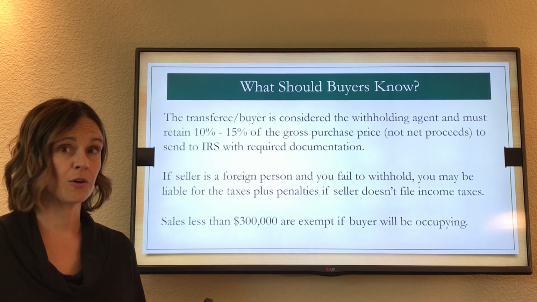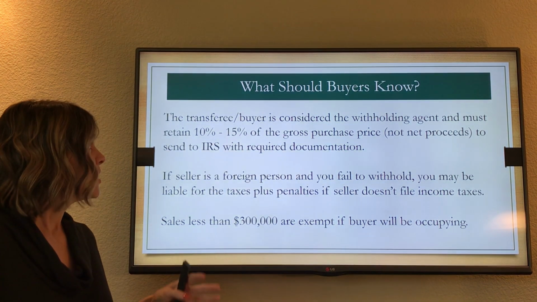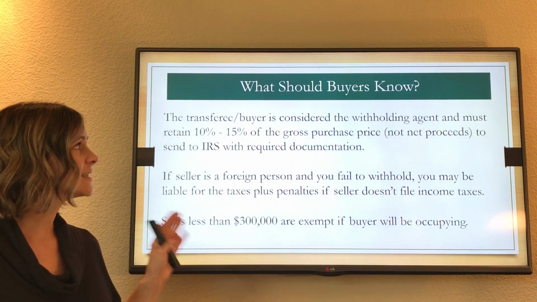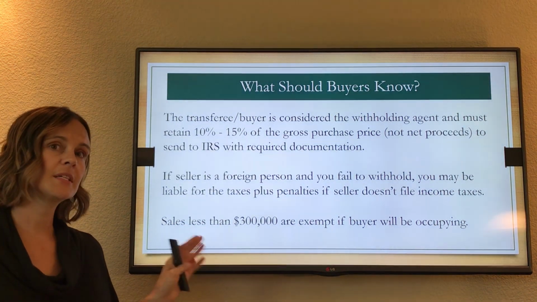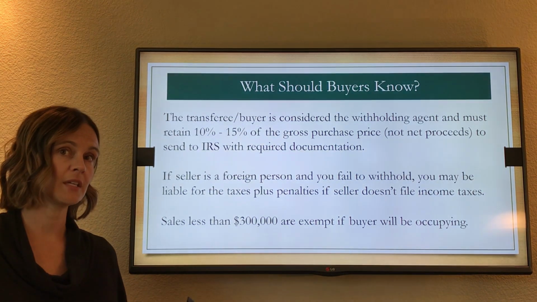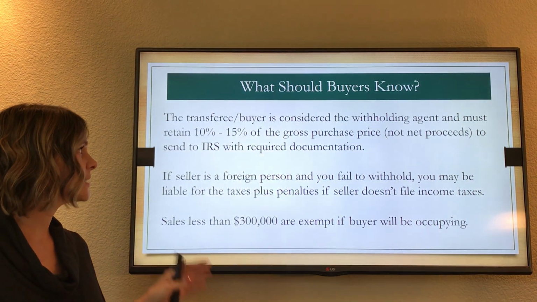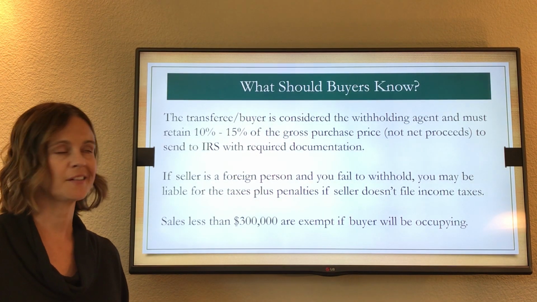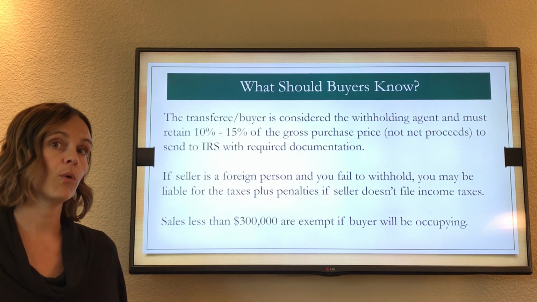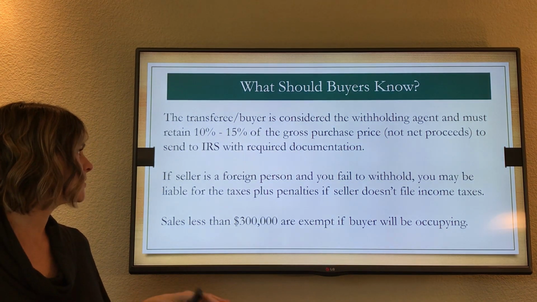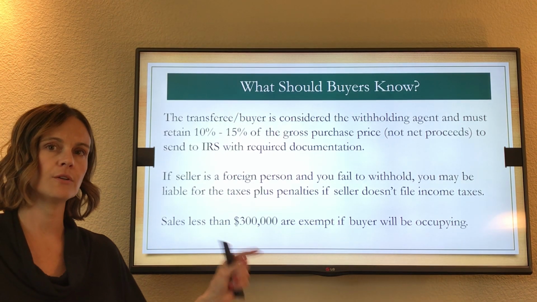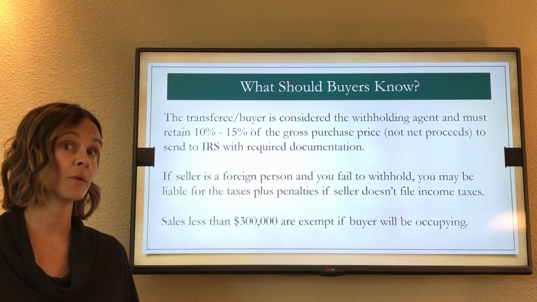So what do buyers need to know about this, and why am I even talking about it? The reason is because the tax code says that the transferee, which is the buyer, is considered the withholding agent, and they have to retain 10% or 15% of the gross purchase price, so not the net proceeds, but the entire purchase price, to send to the IRS with the required documentation. If that seller is a foreign person and the buyer fails to withhold this amount, then the buyer is going to be liable for those taxes plus any penalties incurred if that seller leaves the country and does not file a U.S. tax return in the following year.